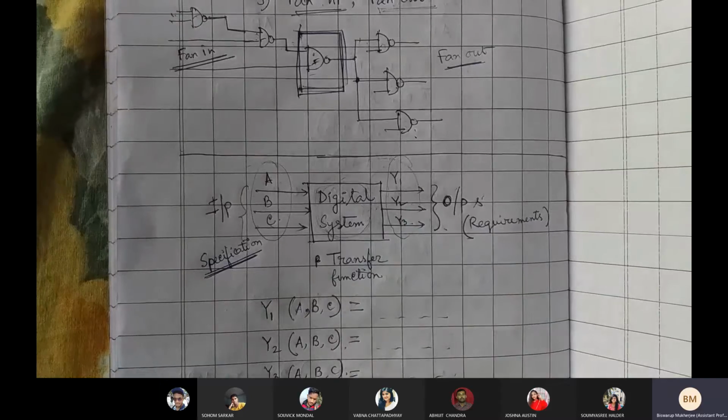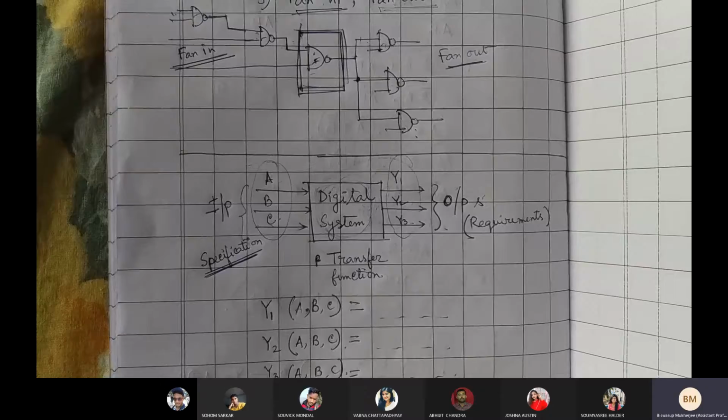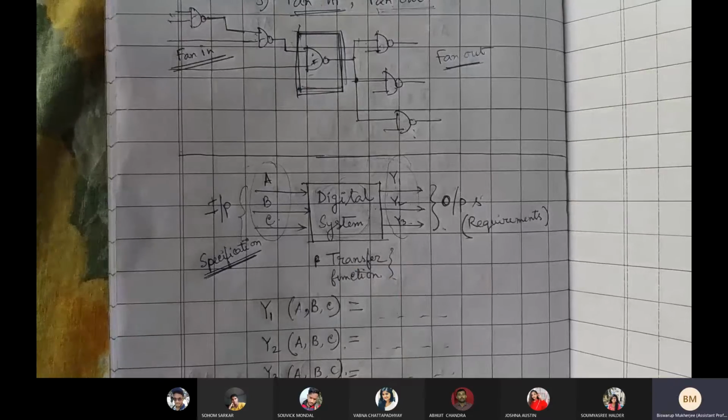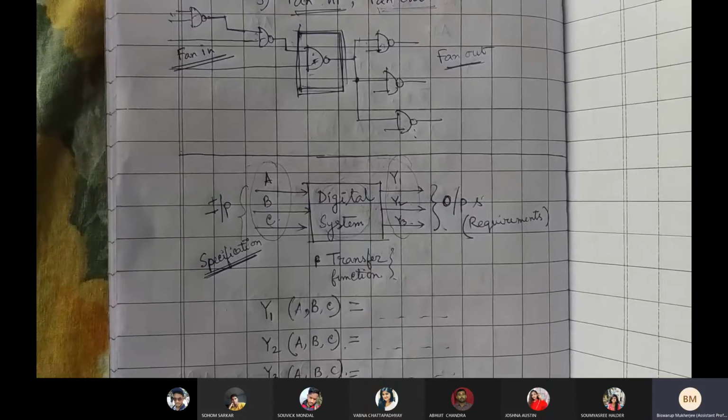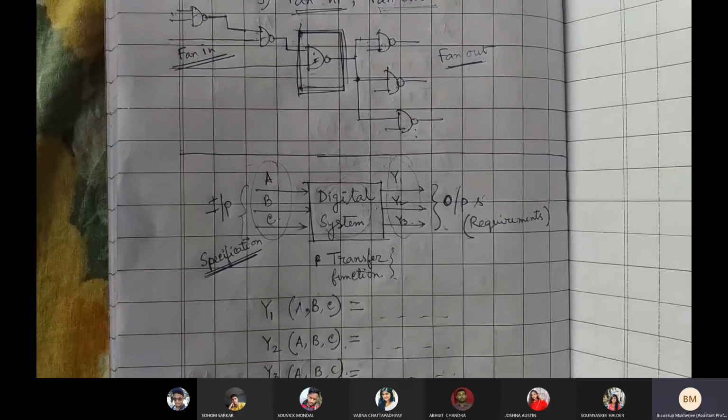So input is known, output is also known. What the design engineer has to do is find out a proper transfer function. Once they have found the transfer function, that means the relationship between output and input, the design is over, right? They will check, okay, by providing this input I am getting that particular fixed output.